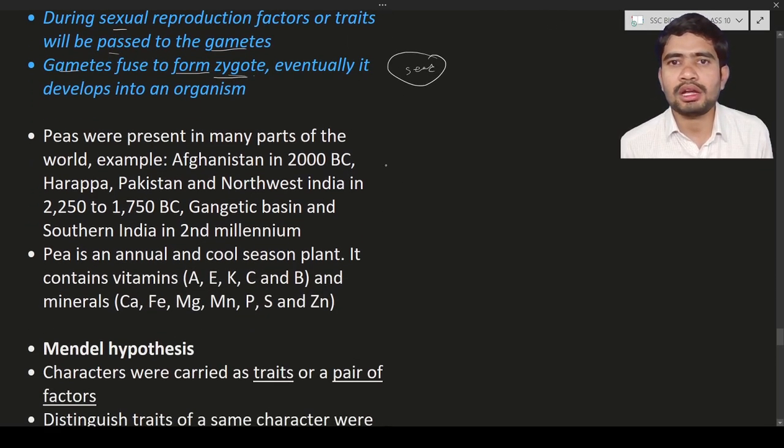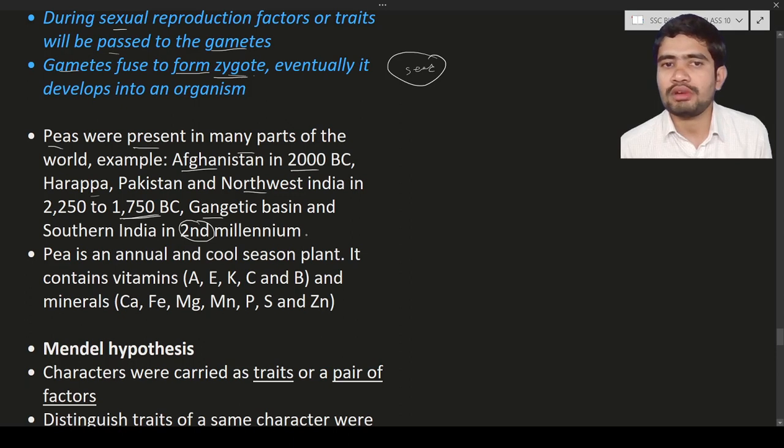Okay, next there is a little bit of information about the pea plant. Peas were present in many parts of the world, especially Afghanistan in 2000 BC, and Harappa, Pakistan, and Northwest India in 2200 BC to 1750 BC. And in the case of the Gangetic Basin and also southern India, it is around the second millennium.